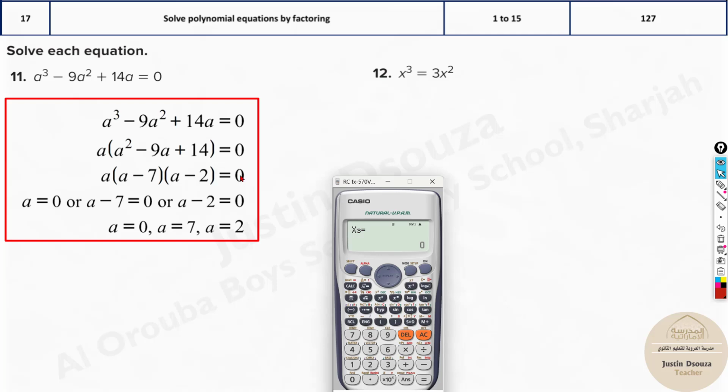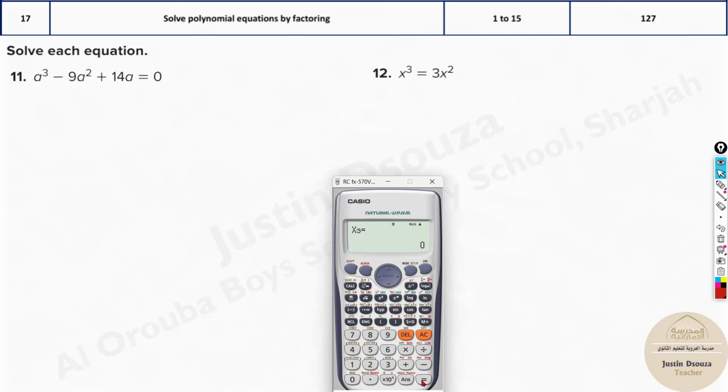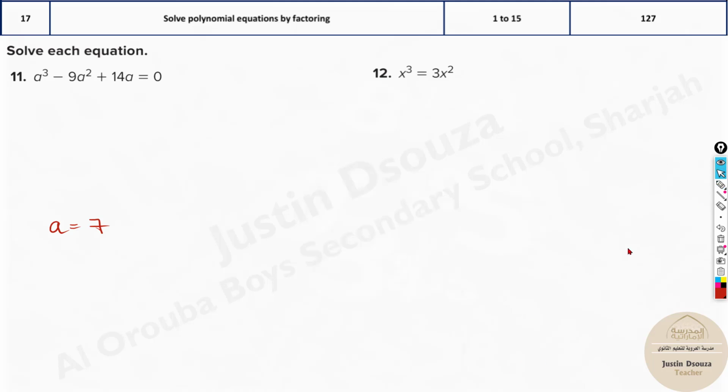But how would you write this over here? So there are a few ways. Now, one trick way is from the bottom you go above. So you know the answers. I'll write the answers. A is equal to 7, isn't it? And then there is 2 and 0. So let me write it. A is equal to 2 and A is equal to 0. So this is the thing.